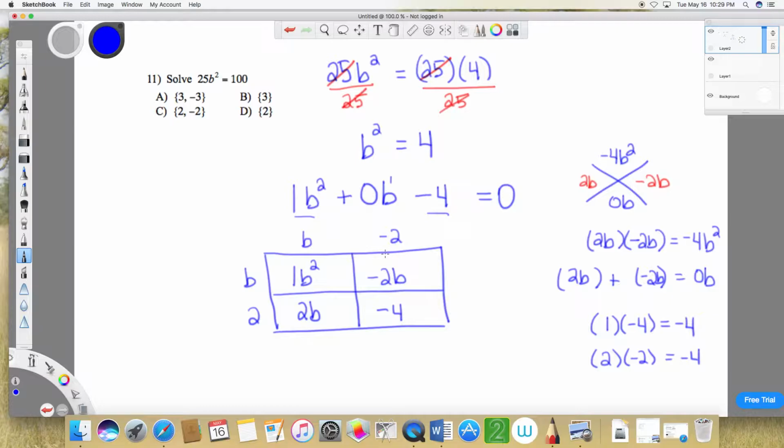So that means that this left-hand side, although it looks different, I can write with these factors: b plus 2 and b minus 2.